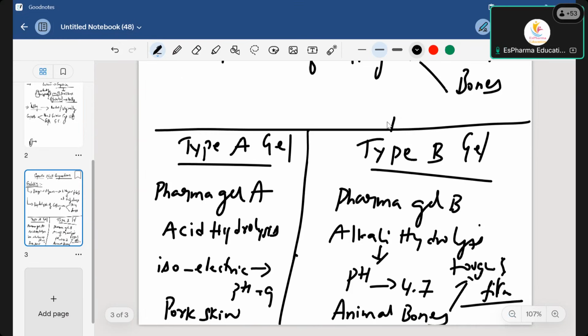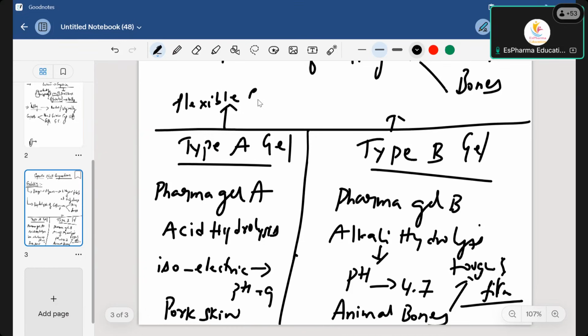Once again, listen clearly. The question is already in some previous year paper. Which type of gelatin forms tough and firm film, or hazy and brittle film? The gelatin prepared with bones, bone gelatin: tough and firm, but hazy and brittle. But on the other side, the pork skin gelatin ఏమవుతుందంటే it forms a flexible and clear film.